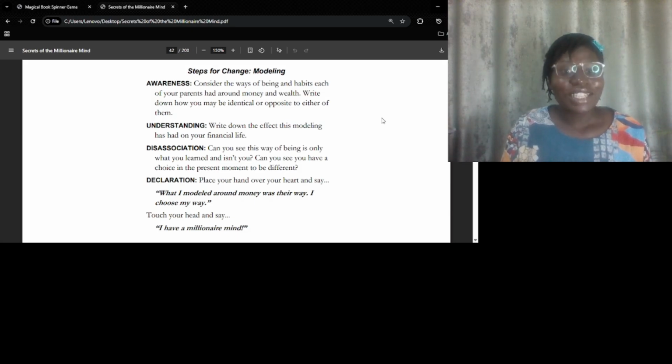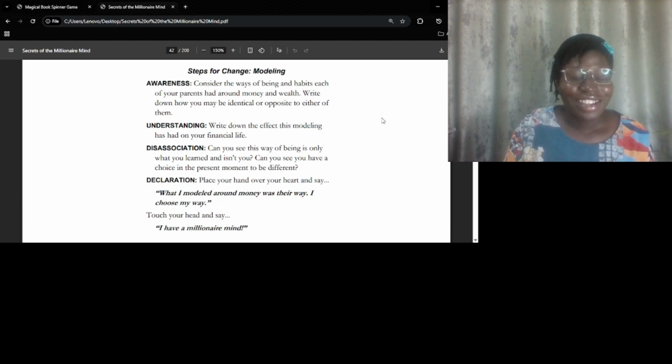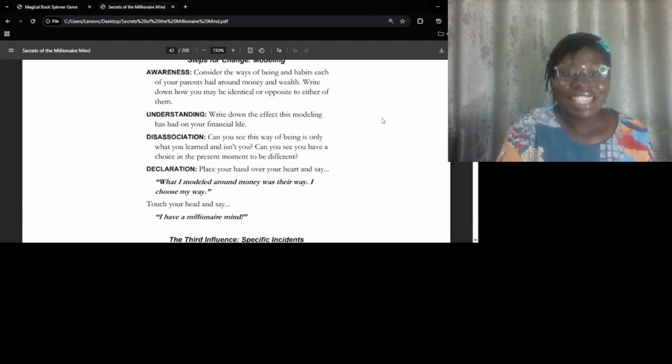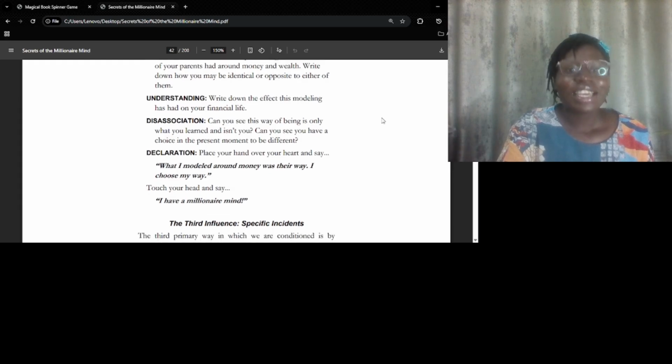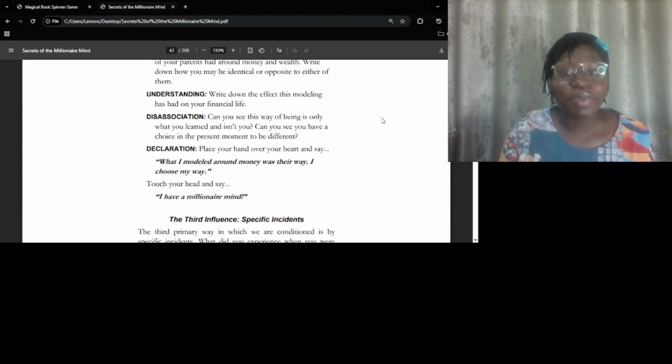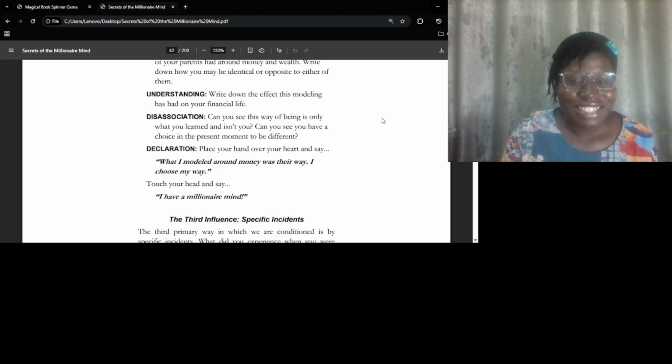Understanding. Write down the effect this modeling has had on your financial life. Disassociation. Can you see this way of being is only what you learned and isn't you? Can you see you have a choice in the present moment to be different? Oh my god, I like this.